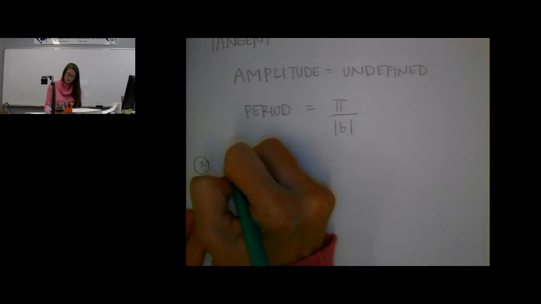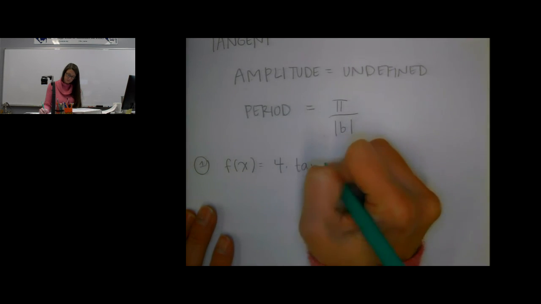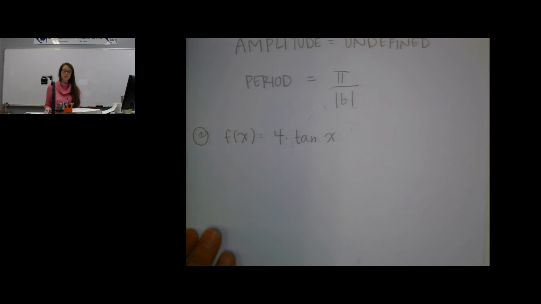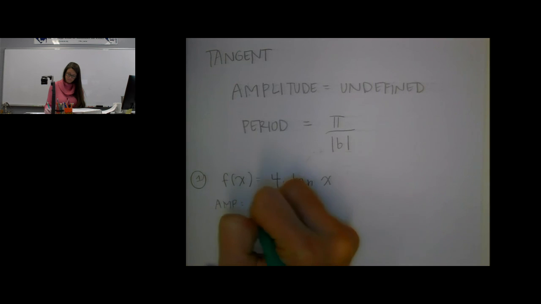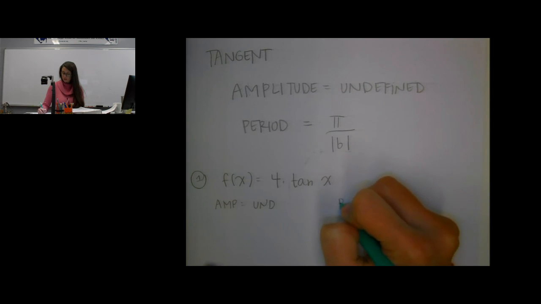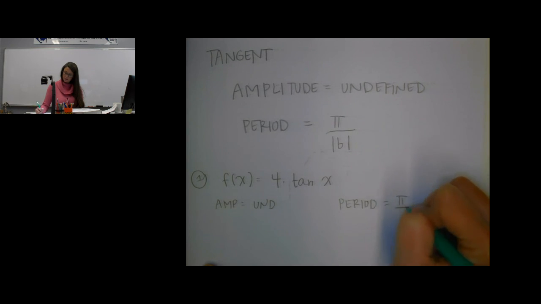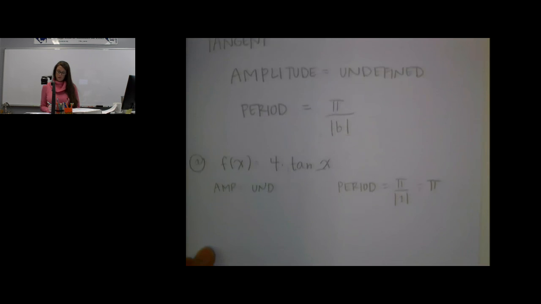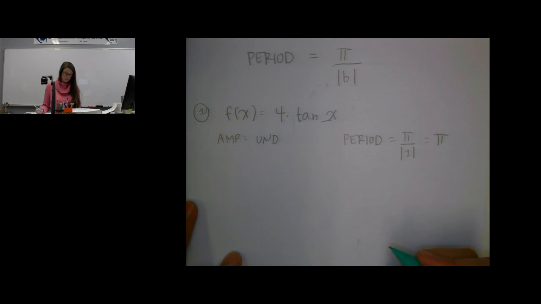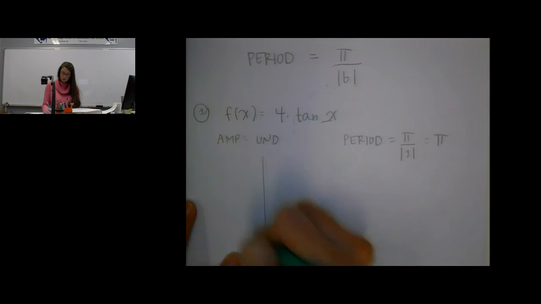Okay, so let's look at this graph here. So 4 times the tangent of x. The amplitude, undefined, right? Non-existent. The period is going to be pi divided by b, and in this case b is 1, right? So it's just going to be a pi. Good. So nothing's changing except for how maybe we stretch a little bit.